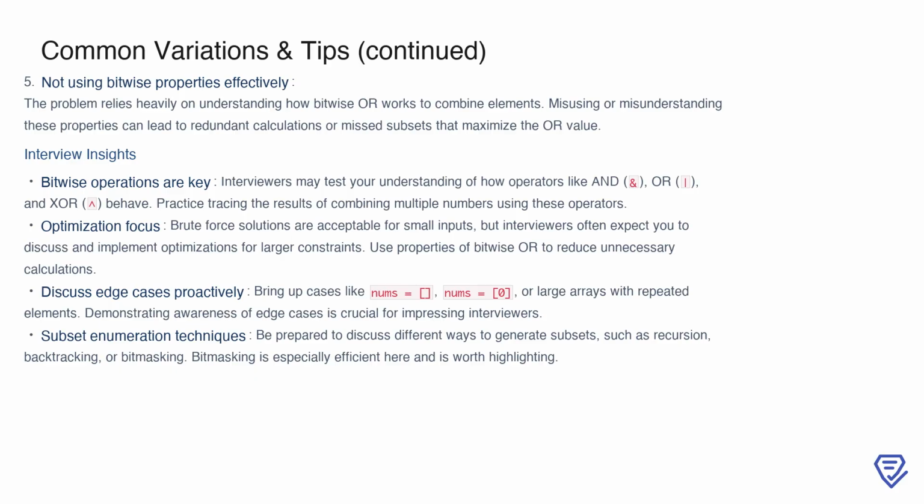For subset enumeration, there are several techniques to explore, including recursion, backtracking, and bit masking. Bit masking, in particular, is highly efficient for this problem and worth highlighting in discussions.